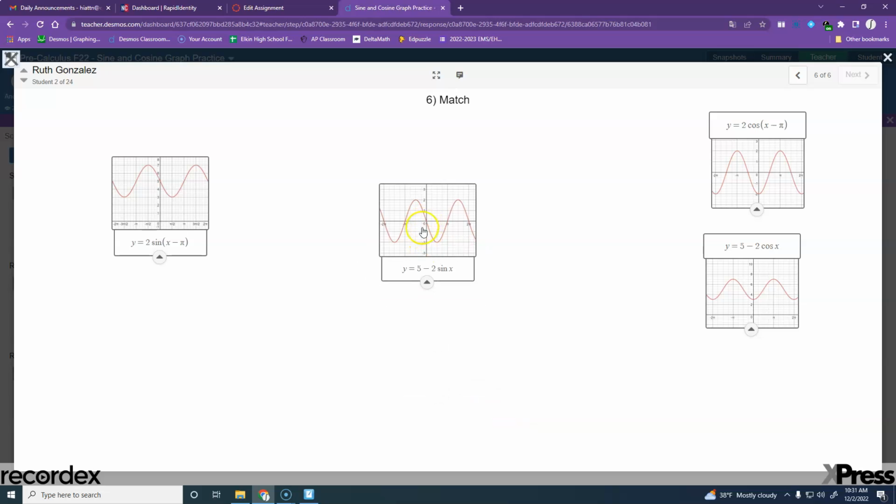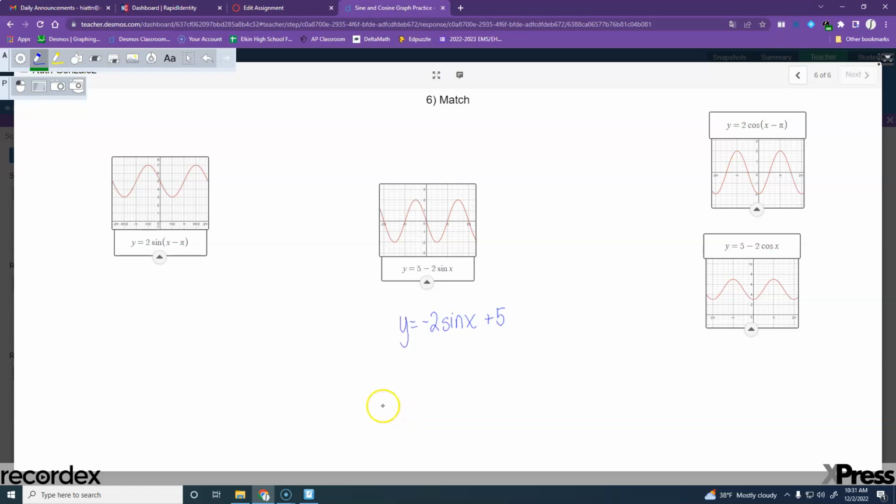So we have 5 minus 2 sine x. I really don't like the way that's written. It could be written like this: y equals negative 2 sine x plus 5. So amplitude is 2. This graph has an amplitude of 2. What's the midline supposed to be for that? Midline should be 5. Does this have a midline of 5? It does not. So Ruth has messed up.